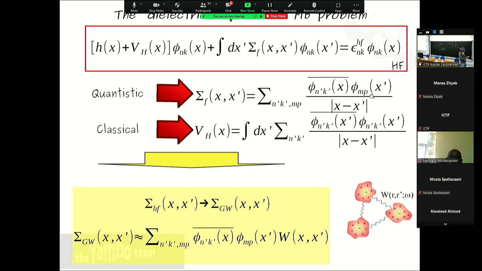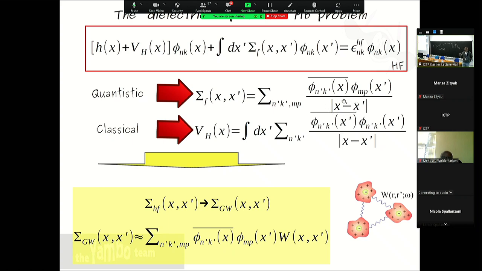Now, the difference between the Fock term and the Hartree term is very simple, actually. It's very tiny, even if intrinsically they are physically very different. From a mathematical point of view, the Hartree potential is a density. There is a density appearing, you see x prime. In Fock, instead, there is x, x prime, but still mediated by the bare Coulomb interaction.